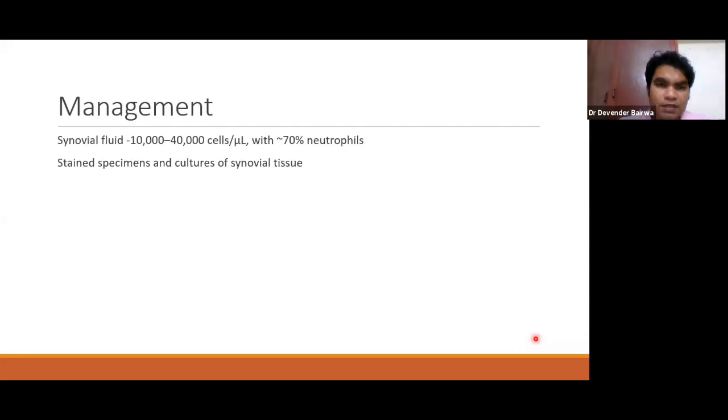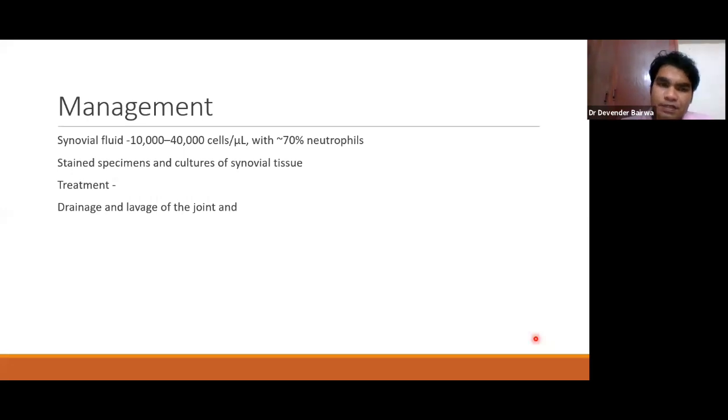Okay, so how do you manage these patients? Even if you go for aspiration, the count will not be very high. The count can be from 10,000 to 40,000 per ml, and most of the cells are neutrophils. Then you can send standard specimens for culture, and you can also take a synovial biopsy and send it for culture.